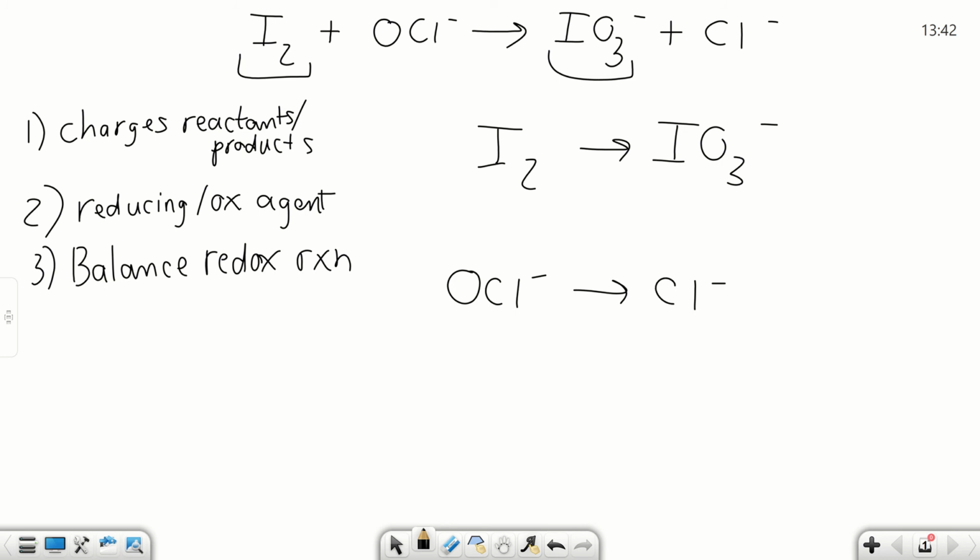I do that because now I can identify the charges involved. So I2 is a diatomic by itself, a lone element, so it has a charge of 0. But over here I have IO3 minus.